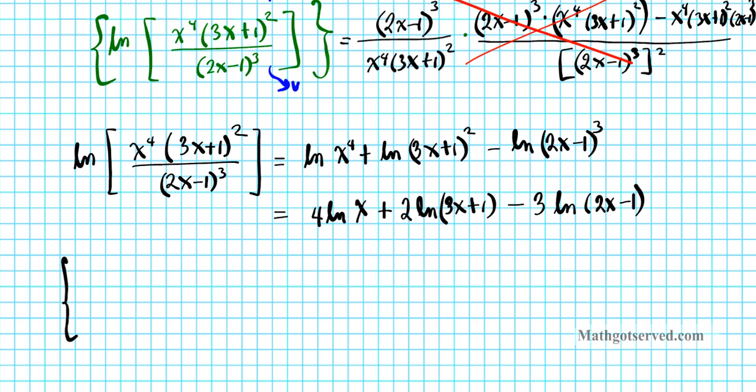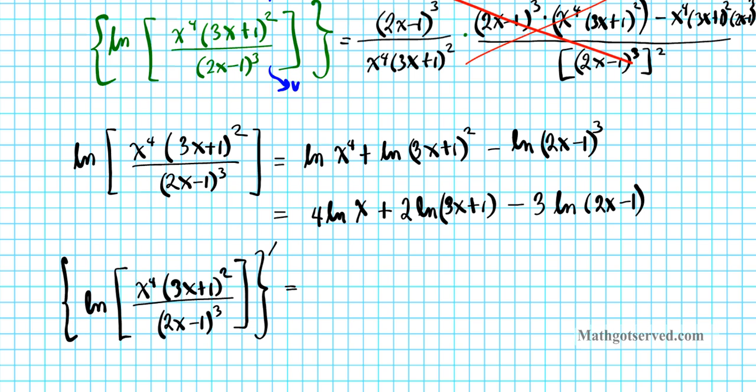So the derivative of the natural logarithm of x to the fourth times (3x plus 1) squared over (2x minus 1) to the third, remember that the derivative of natural logarithm is 1 over x, right? So this is simply going to be 4 over x, plus the same process here: 2 over 3x plus 1, but applying the chain rule, times (3x plus 1) prime. You have to use the chain rule here. Minus the same story here, 3 over 2x minus 1.